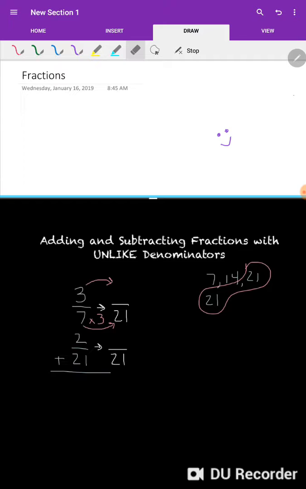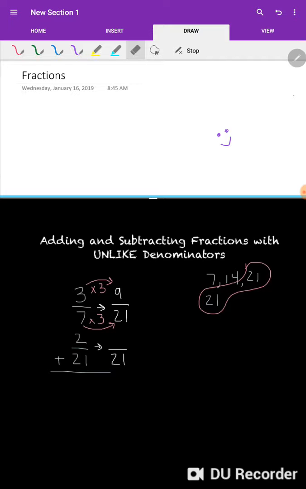Whatever I do to the bottom, I do to the top. So I'm going to do 3 times 3. That's going to get me 9. Let's write in our white because we want it to be pretty. So we have 9 over 21.